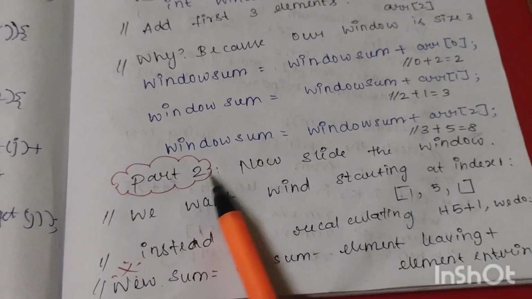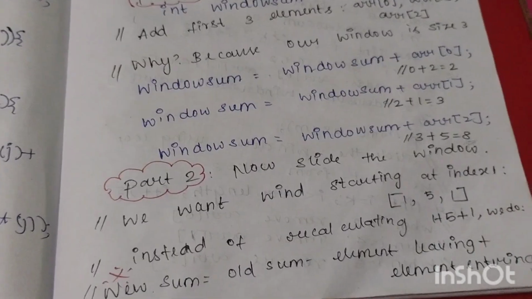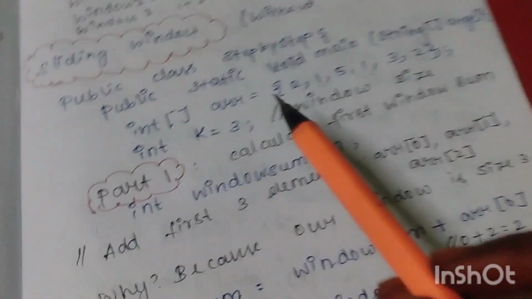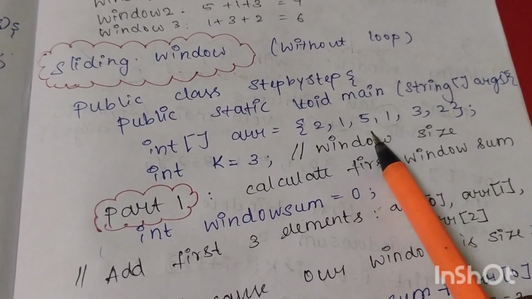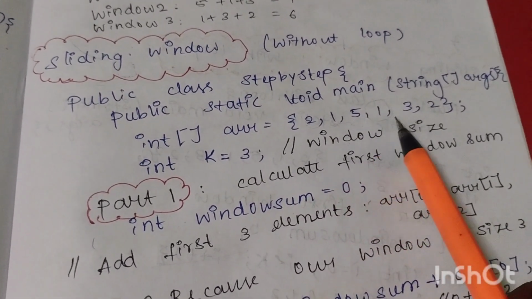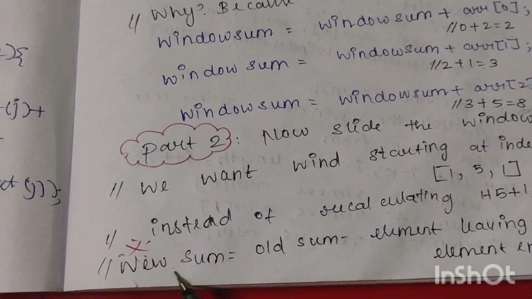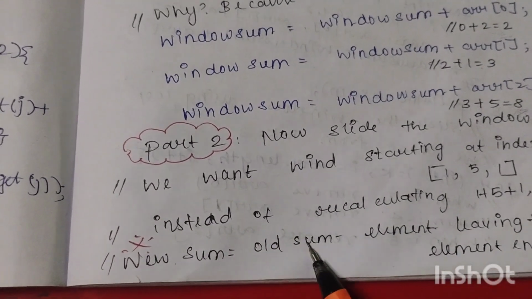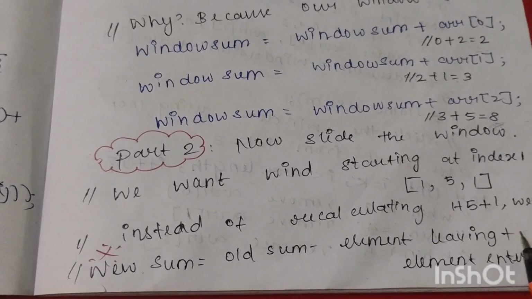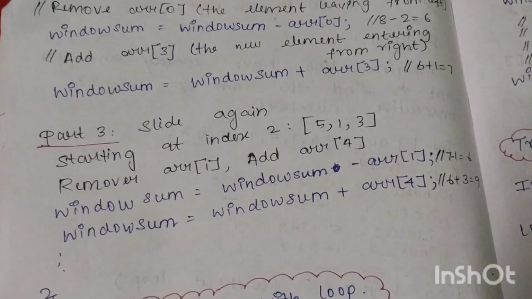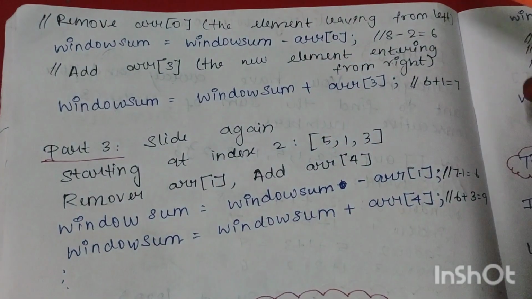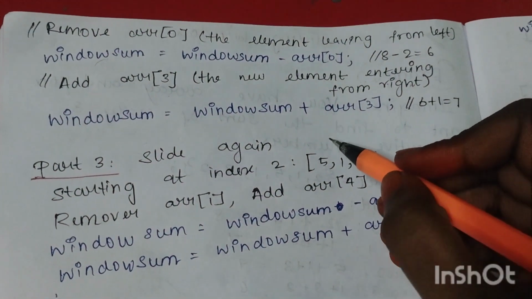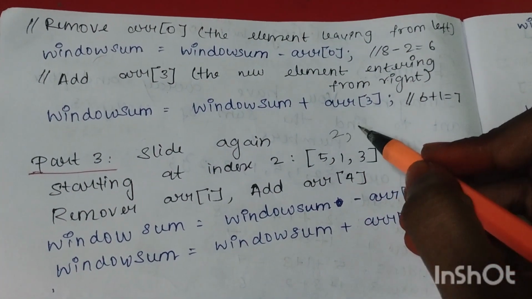And the next step is that we will slide the window. That is, we are going to find 1 plus 5 plus 1 and then 5 plus 1 plus 3 and so on. For that we use a formula: new sum is equal to old sum minus element leaving plus element entering. So what we have to do? First we have to remove the element leaving.